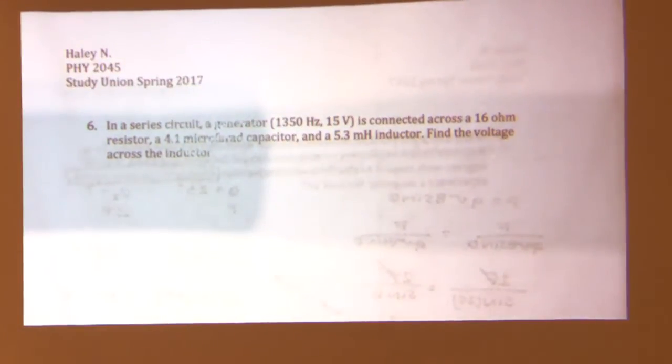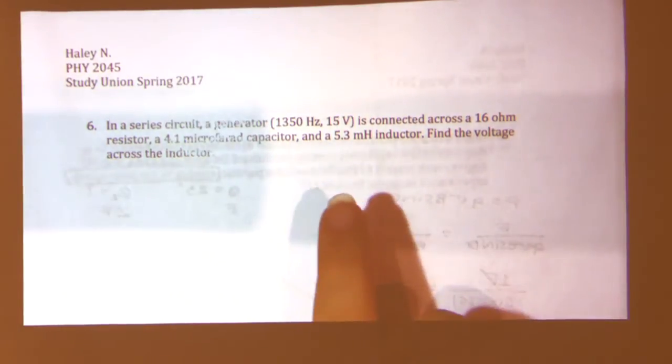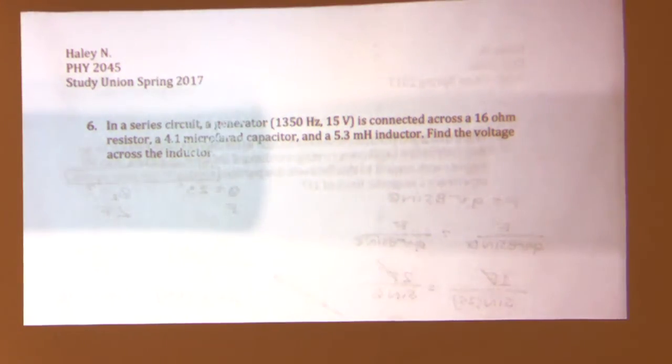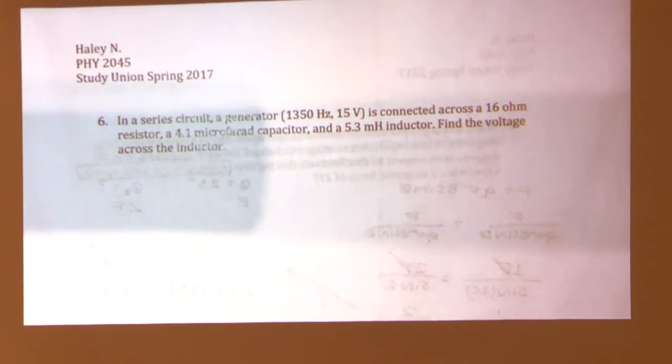In a series circuit, a generator that is 1350 hertz and 15 volts is connected across a 16 ohm resistor, a 4.1 microfarad capacitor, and a 5.3 millihenry inductor. Find the voltage across the inductor. Just seeing all these different elements of the circuit should tell you that this is most definitely going to be a chapter 23, at least in the book I used. I know there's different books, but the RLC circuits. So we want to find the voltage across the entire inductor.